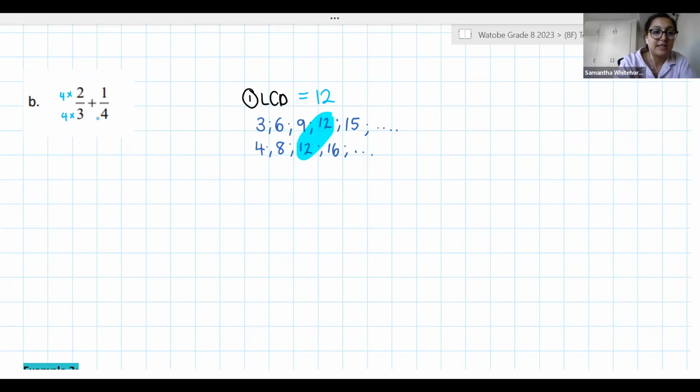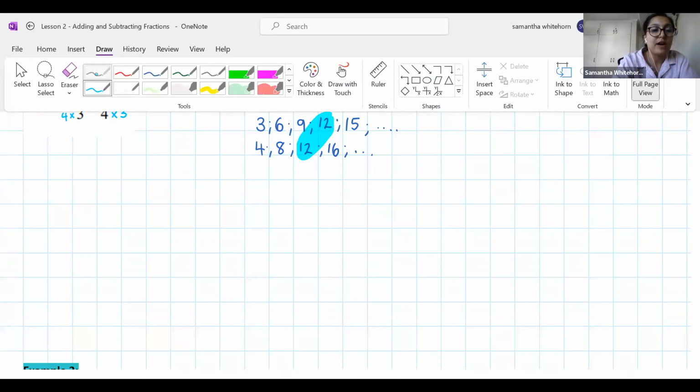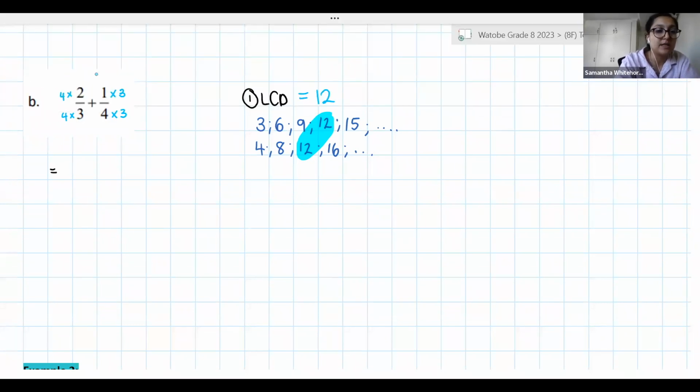Then I look at my second fraction. Now the second fraction also needs to change its denominator. And I know that if I say 4 times 3, I'm going to get 12. But I can't just times the denominator, I must times the numerator as well. And so now I can go and write my fractions with the same denominators.